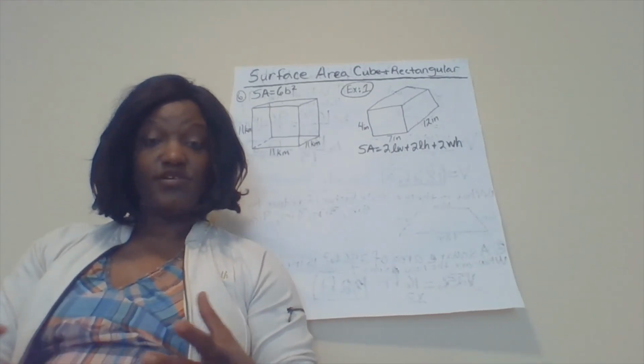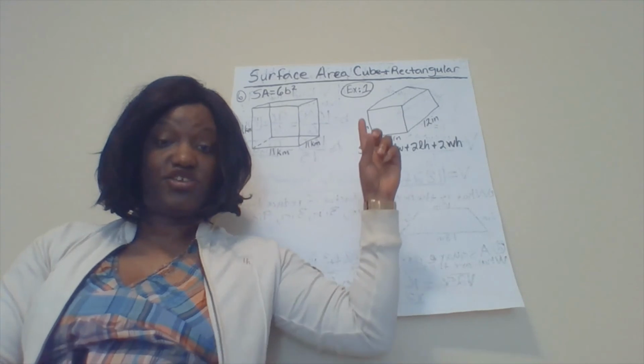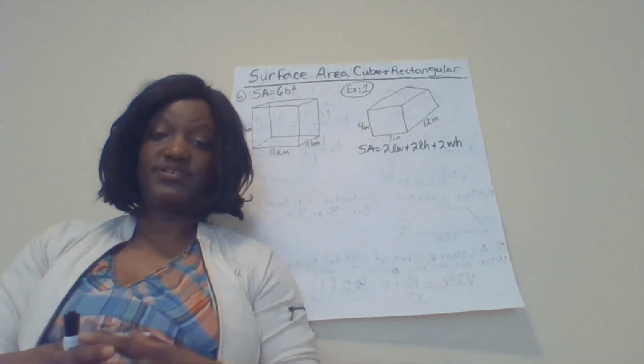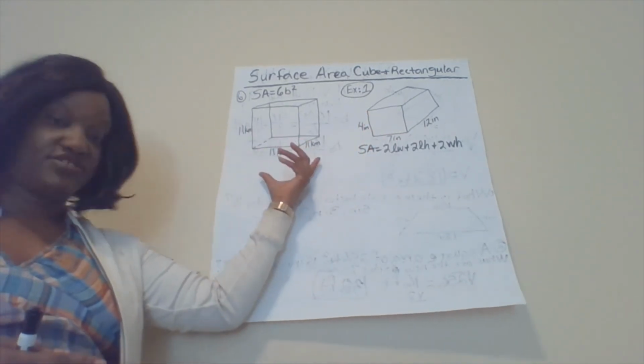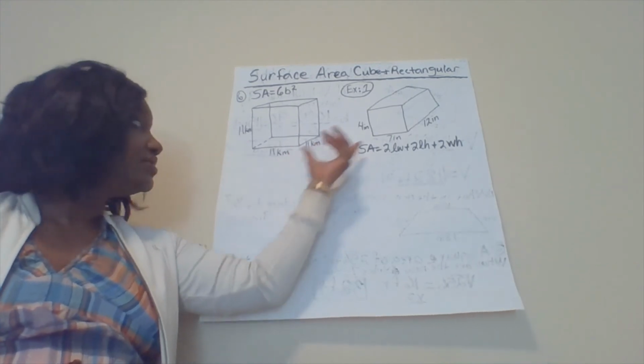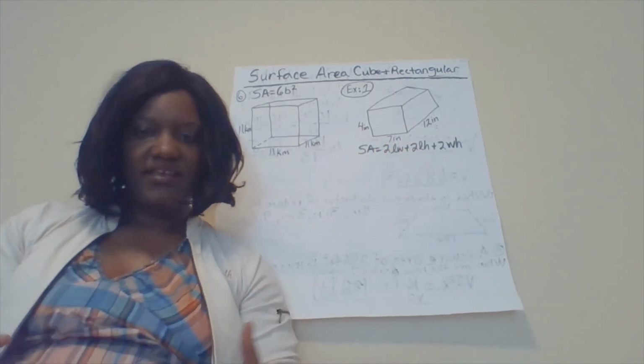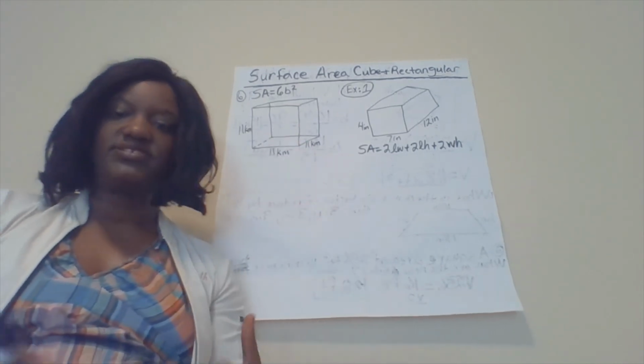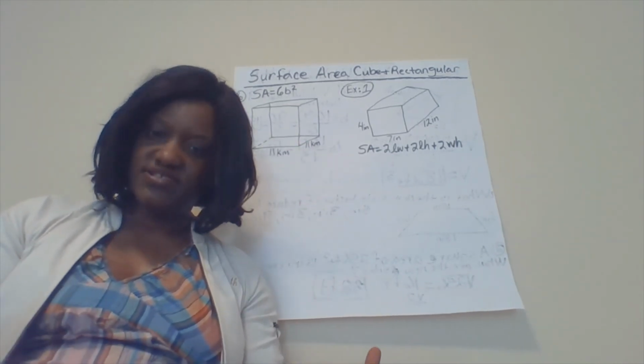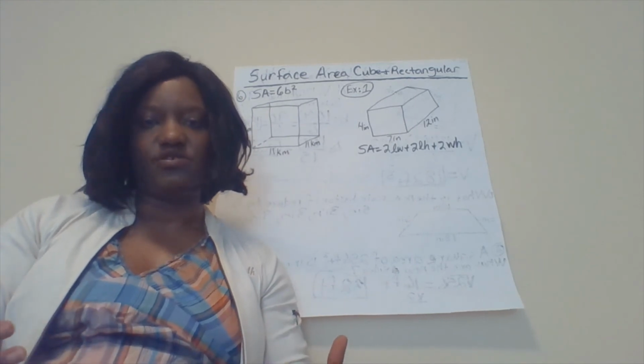Today, class, we're going to learn about surface area of a cube and rectangular prism. Right here, I drew a picture of a cube. Here is a picture of a rectangular prism. So when they give you a side and all the sides are the same, that's a cube. Or if they just give you one side, that's also a cube.